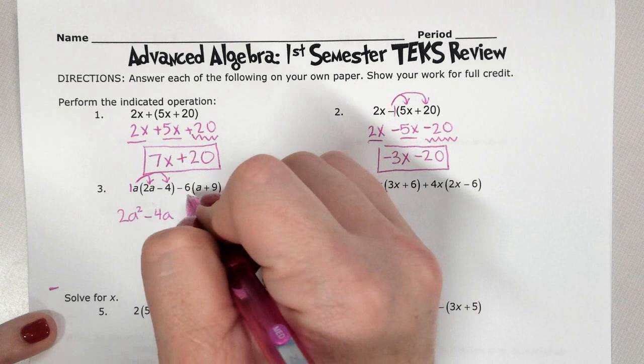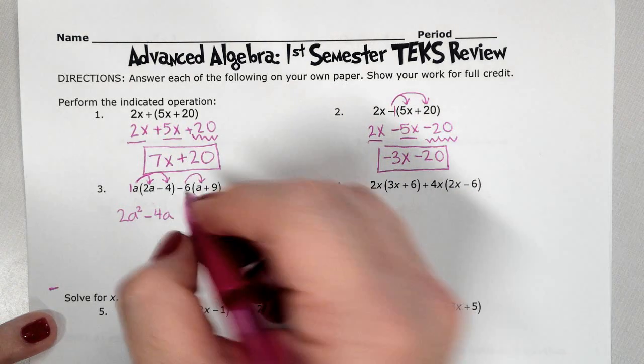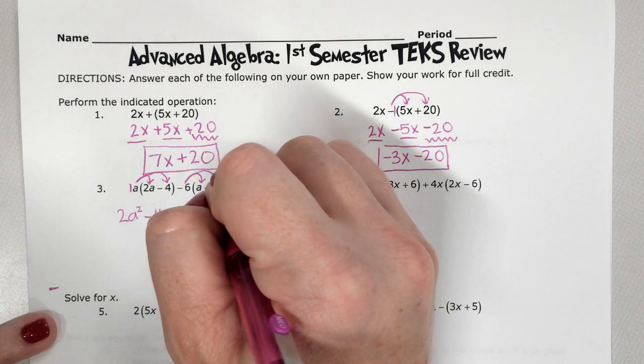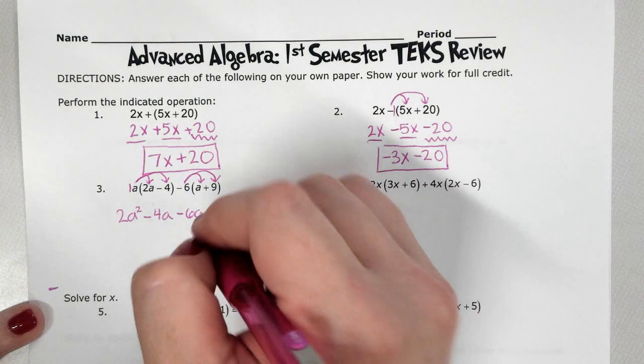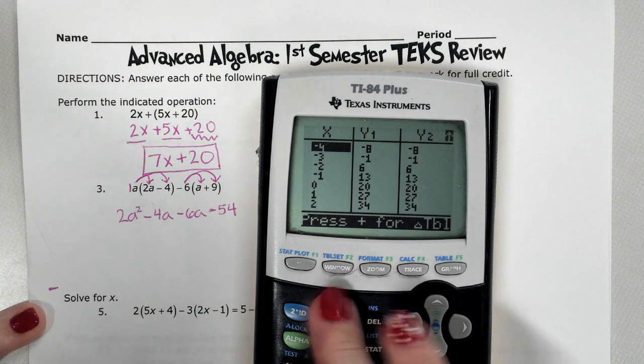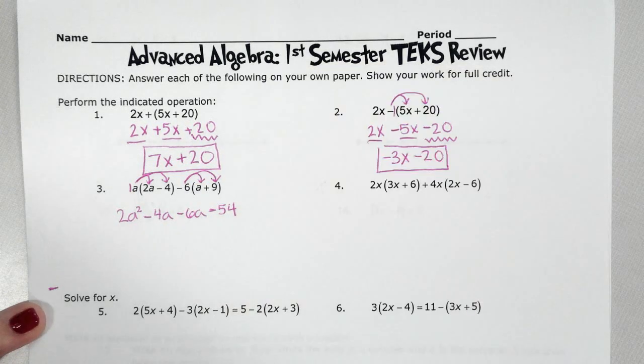Now I have to distribute this 6, but it has a minus in front, which means I'm going to distribute a negative 6. So negative 6 times a is just negative 6a, and then negative 6 times 9 is going to be negative 54. And if that throws you off, use your calculator, y'all. Negative 6 times 9 gives me negative 54. And now I have to combine like terms.